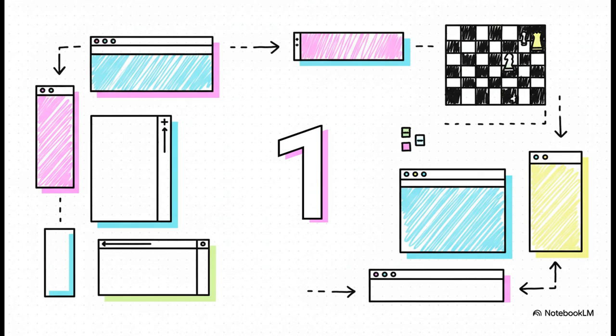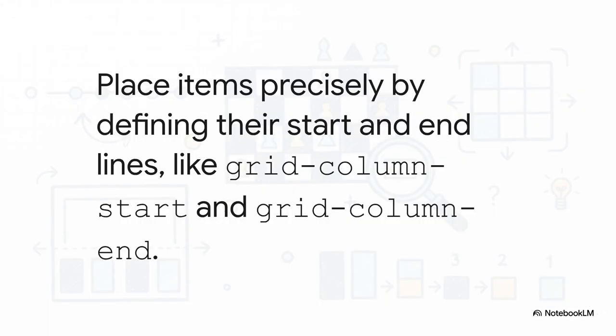So the very first vertical line is 1, the next one is 2, and so on. Seriously, remembering this will save you so many headaches. So to place an item, you just tell it which line to start on and which line to end on. As you can see here, properties like grid column start and grid column end let you do just that.